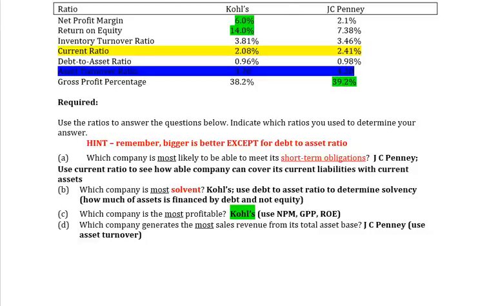I don't like that color. I'm going to pick a different color. I'm going to use gray.